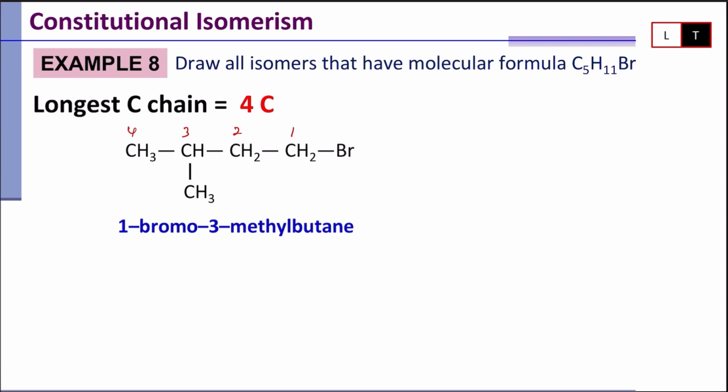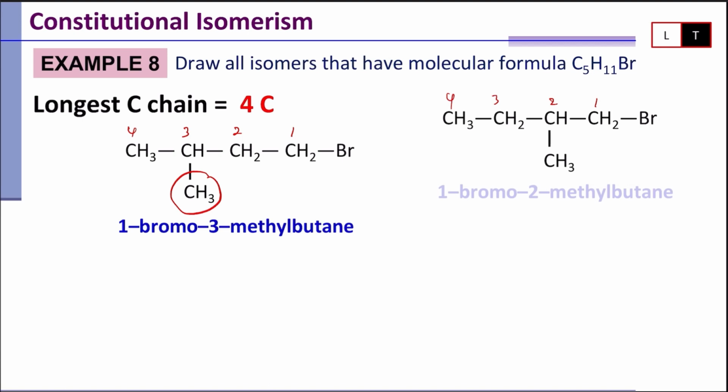Next structure, saya akan kekalkan saya punya 4 carbon chain. Cuma position CH3 ni, saya akan ubah dekat position carbon number 2. So, here number 1, number 2, number 3, number 4. So, saya ubah dekat position carbon number 2. So, saya akan dapat the next isomer. So, ini adalah 4 and then this one 5.